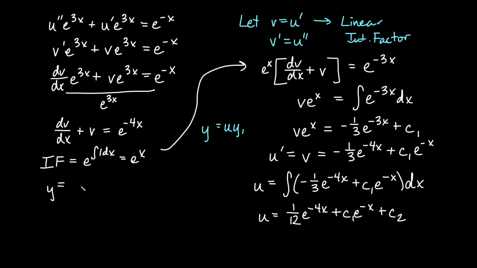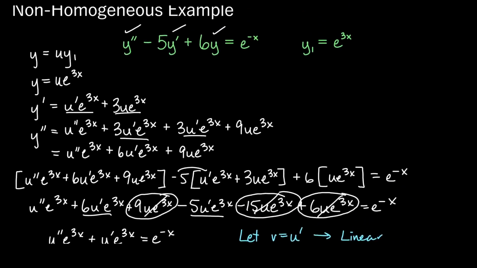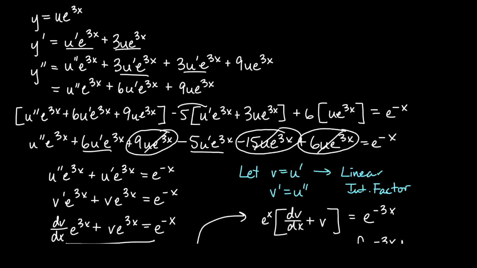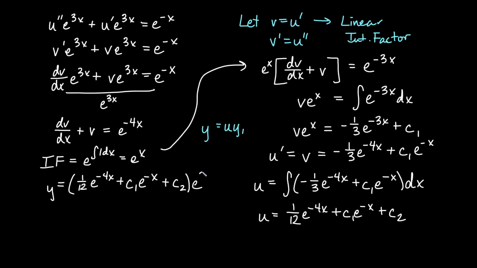So y is going to equal all this stuff, 1/12 e to the negative 4x plus c1 e to the negative x plus c2. And remember, if we scroll back up, our original y1 was e to the 3x, right? So we're going to multiply this u that we got times e to the 3x. So we're going to get here then, if we multiply by e to the 3x, we'll get 1/12 e to the negative x for this first term. E to the 3x, remember you're adding exponents, so this actually becomes c1 e to the 2x, and this one becomes c2 e to the 3x.